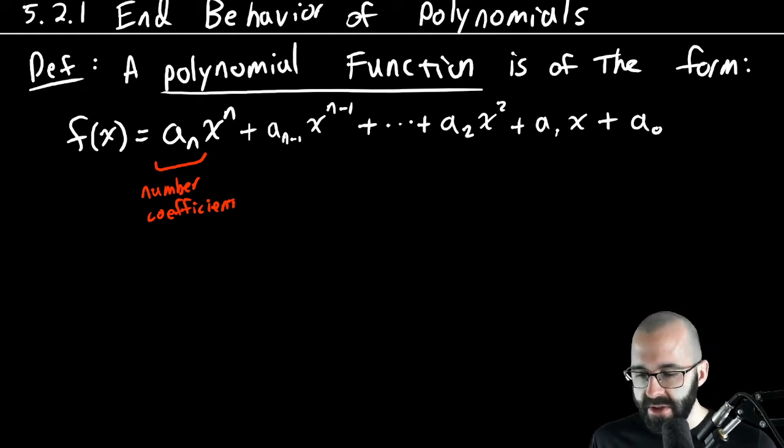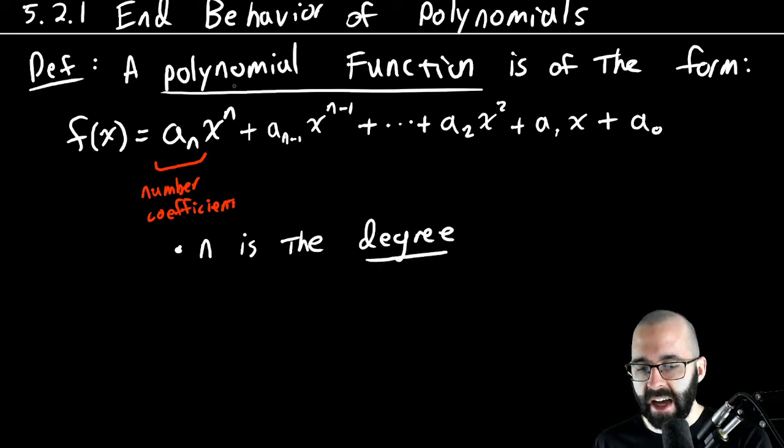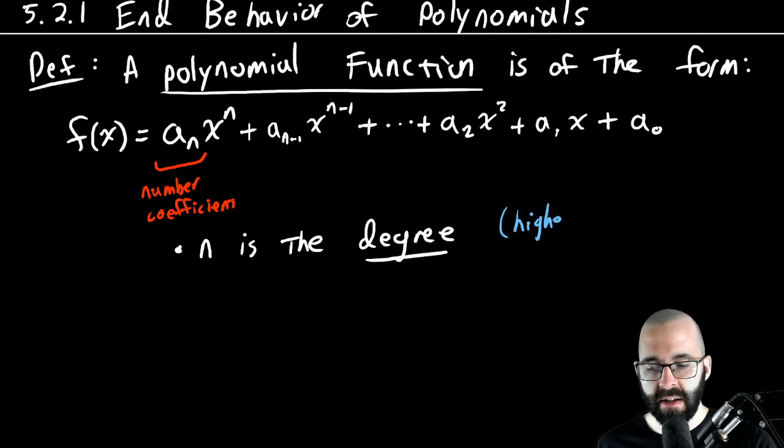A couple more definitions here. N is what's known as the degree. All right, so that n, this is the highest exponent of x. All right, so if you want, this is the highest exponent.